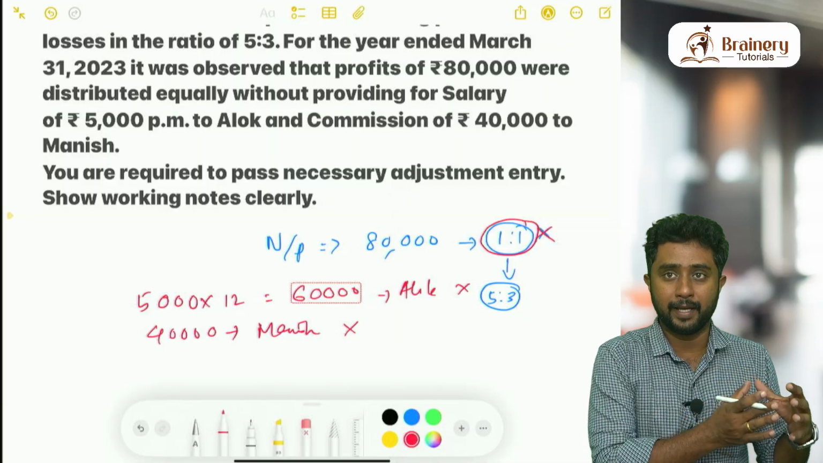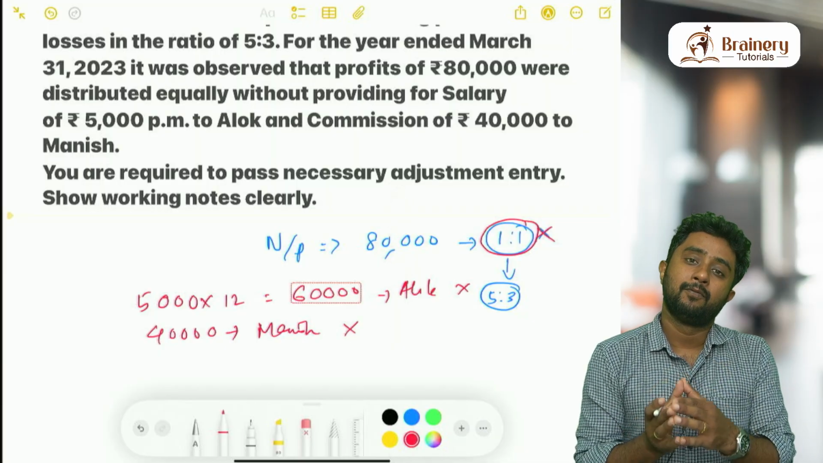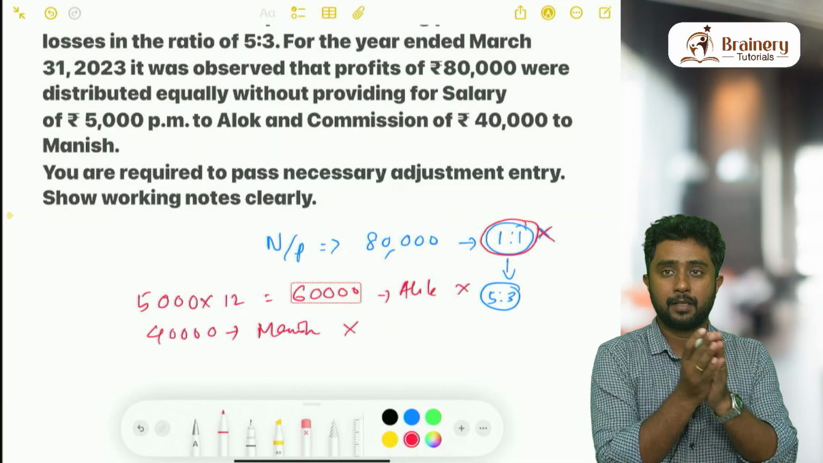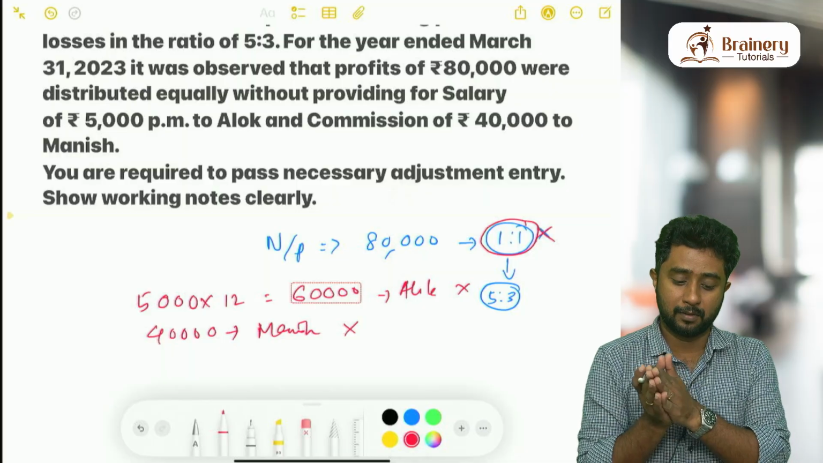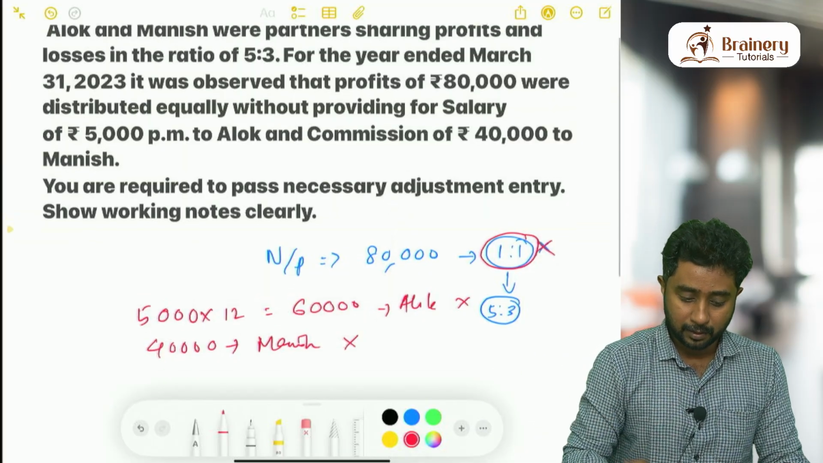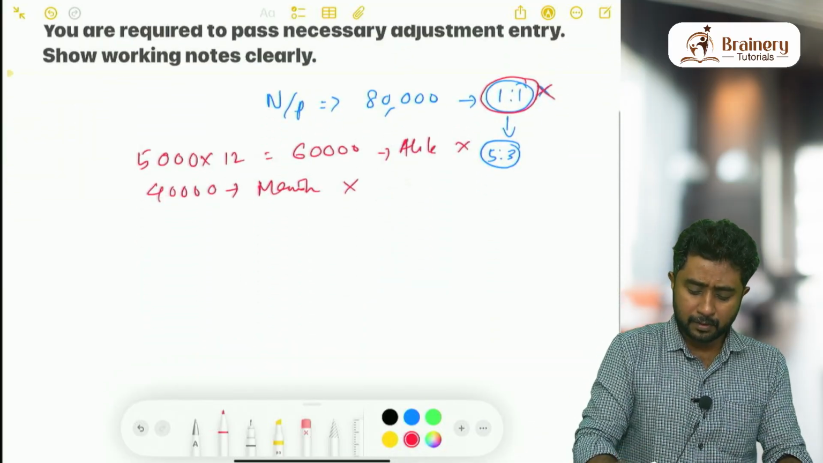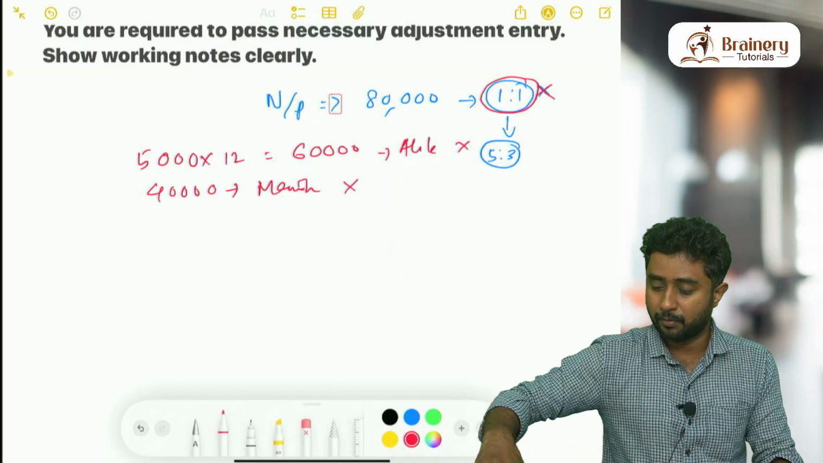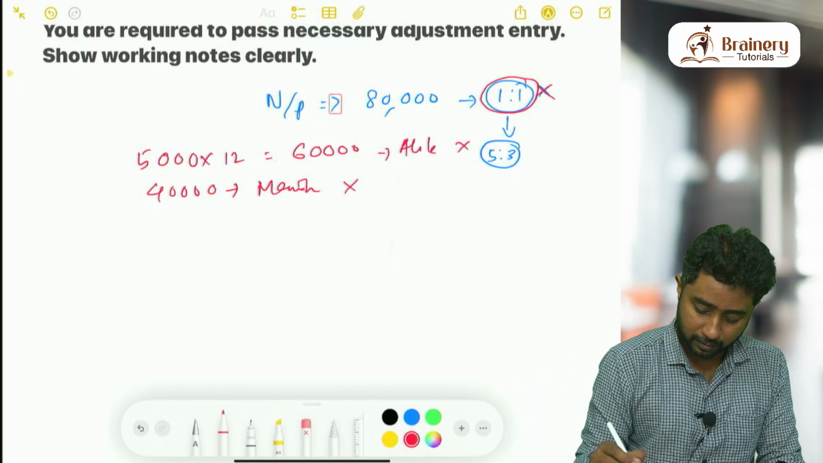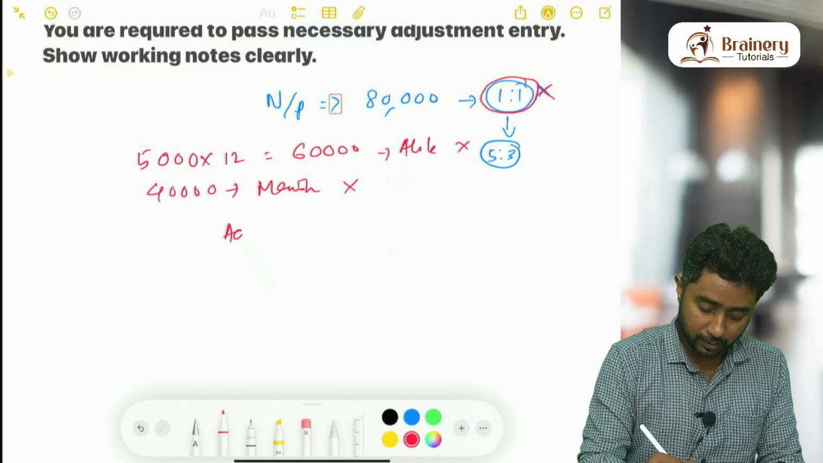The person who gained out of these errors will have to pay some money or adjust the money or transfer the money from his capital account or current account to the other partner. So let's see how it is. I'm just drawing the adjustment table, which you are already familiar with. All of you know what an adjustment table is.